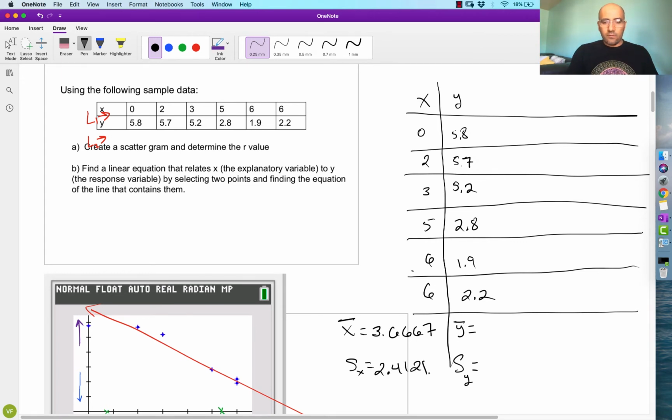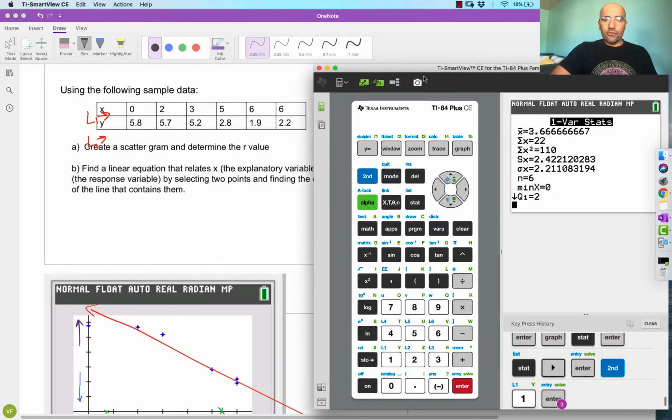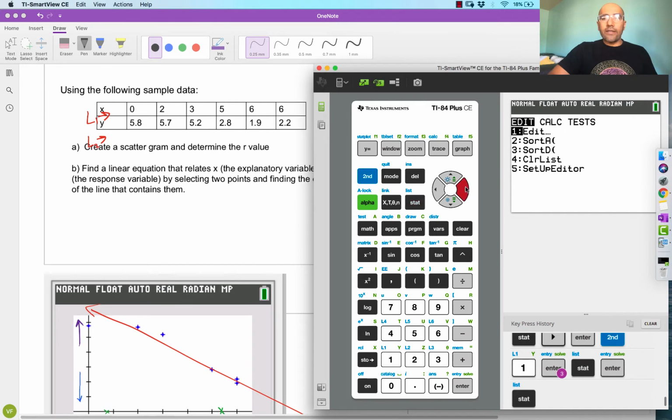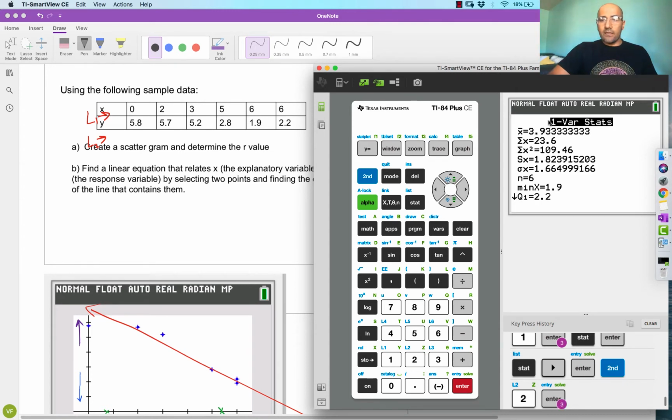Good. Now we want to do the same thing for the y coordinates. So again, I already have all my y coordinates listed in list 2. Stat, edit, hit enter. List 2 has all my y coordinates. So I just need to do a one variable statistics on list 2. One variable stat, list 2, enter, enter, calculate. Everything I need is right there.